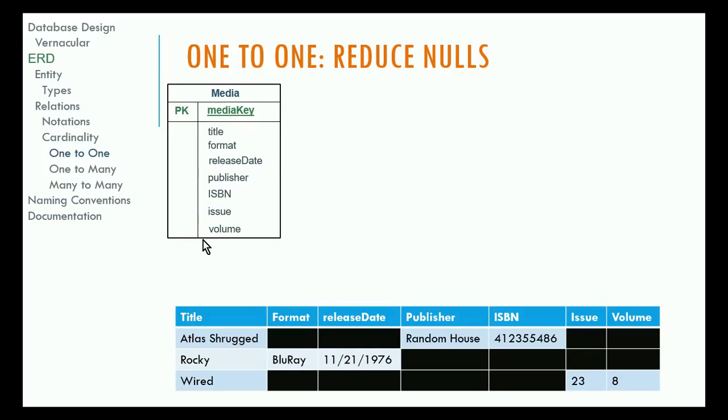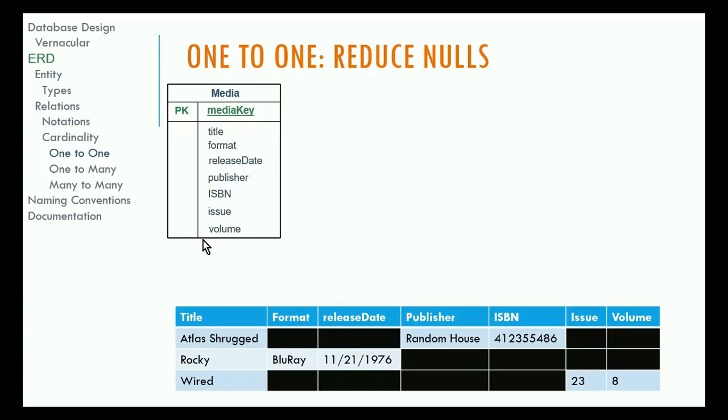Now, if you think about it, if this were my table, these are what the values of that table would look like. The first record is a book. It only has a publisher and an ISBN. Books don't typically have issues and volumes. Of course, format and release date might not apply to a book either. However, format and release date would apply to a movie. So Rocky is a movie. I might sell a format that is Blu-ray that was released on 11/21/1976. And likewise, I could sell magazines. A magazine maybe wouldn't have an ISBN number. It maybe wouldn't have a format, but it would definitely have an issue and a volume number. So different things are important to me in different ways for this particular entity.